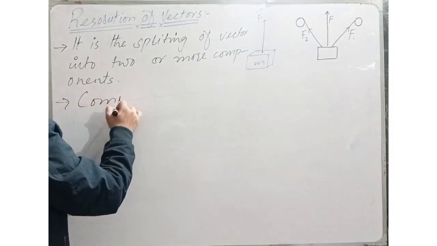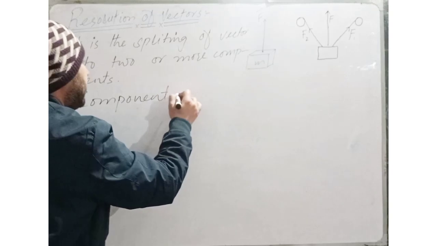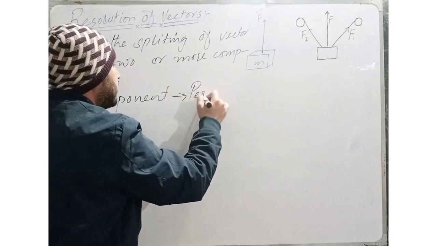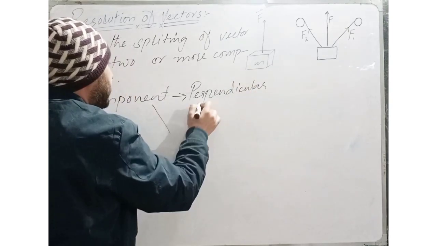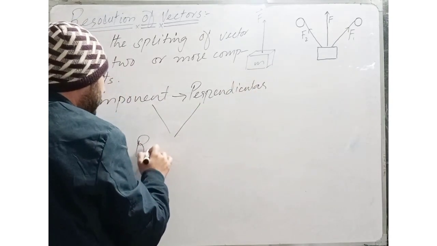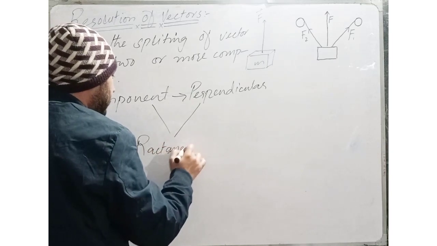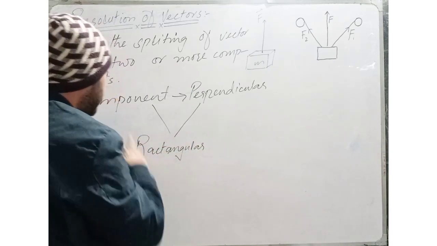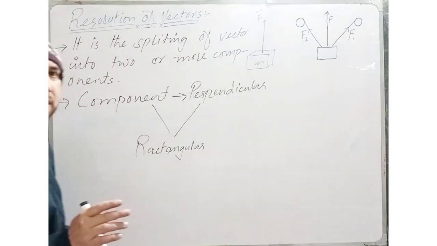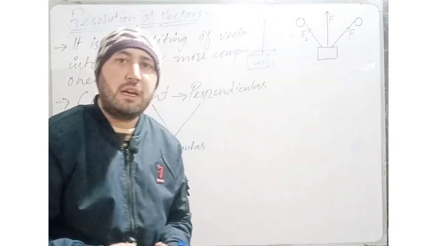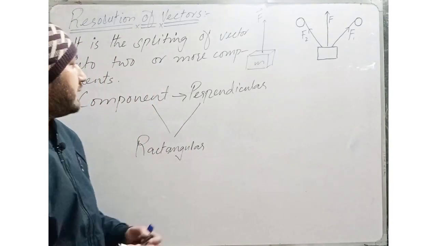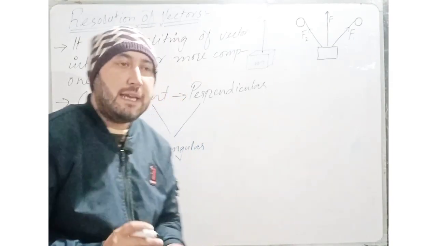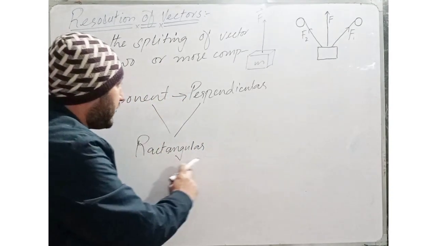And if such components are perpendicular to one another, at that time such components will be called rectangular components, right? So after resolving a vector, if the components which we get after the resolution are mutually perpendicular, then such components will be called rectangular components.